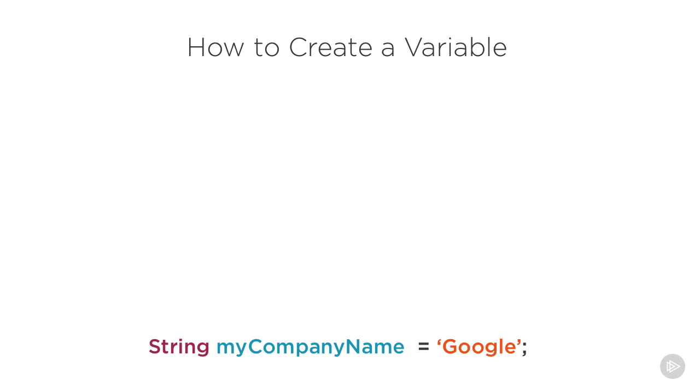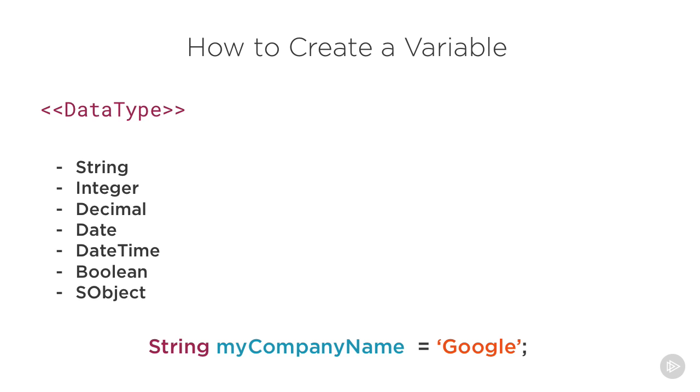This is how you create a variable in Apex. The first thing you do is choose the data type of the variable. Remember, this decides what kind of information can be stored in your variable. The data type is so important because it dictates what you can do with your variable and where you can use it. This is very similar to choosing a field type in Salesforce when making a new custom field.